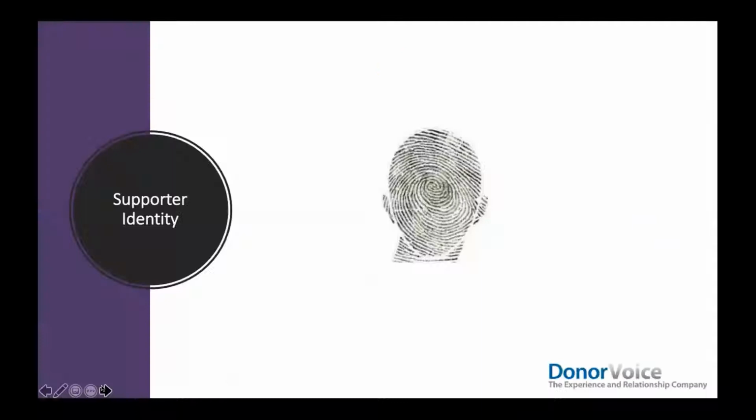Now, what is the supporter identity? Each one of us has many different identities, and some we're born with, like our race or our gender. Some we choose, like our profession or the decision to become a parent, and some are imposed on us, whether we are a cancer survivor or not. But the important thing to remember is that each identity is associated with values and goals that determine our behavior.